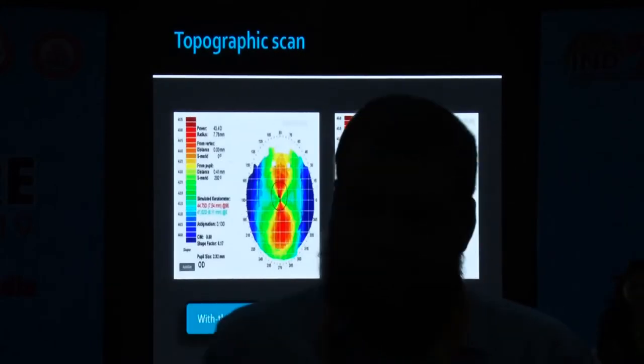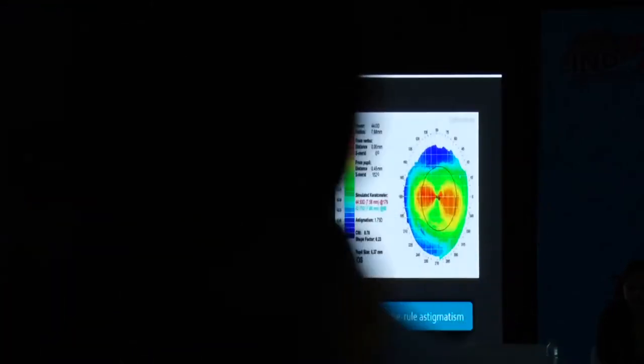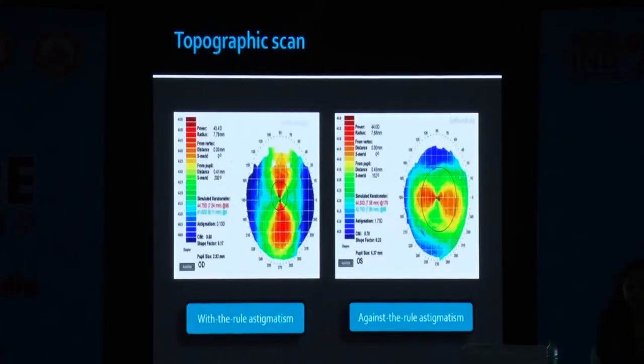This is the topographic scan. The hot colors depict the steepness. On the left side, you have the steepness at 90 degrees vertically, whereas on the right side, you have the steepness in the horizontal axis. So the first one is with the rule astigmatism. The second one is against the rule astigmatism.